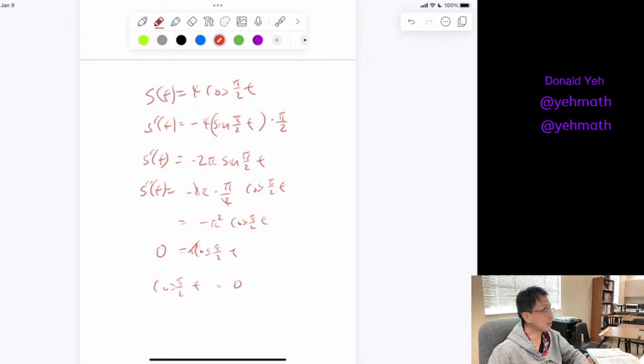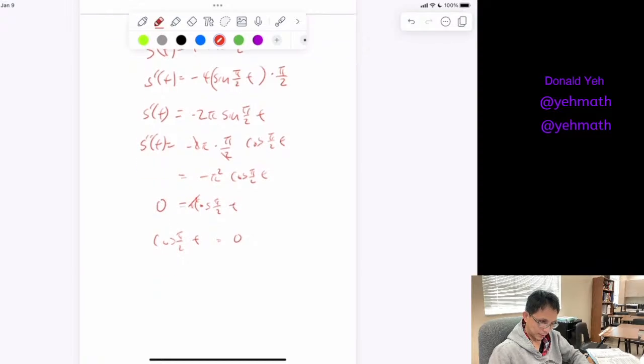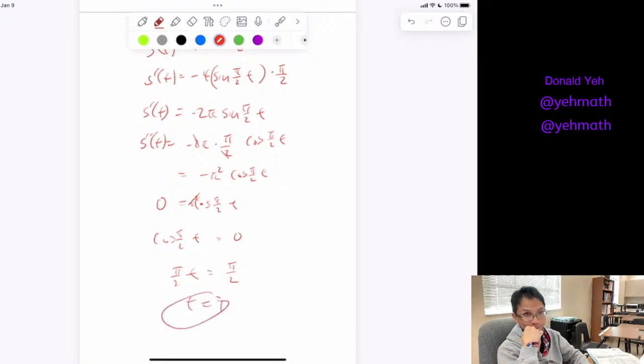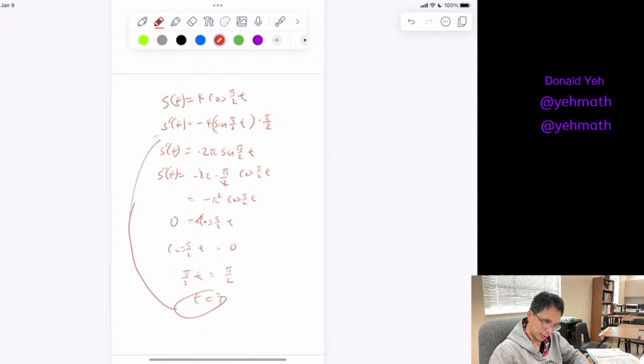When does cosine equal 0? Pi over 2. So pi over 2 t equals pi over 2. So t is equal to 1. And they ask, what is the velocity? You have to plug 1 into here. So s prime of 1 is equal to negative 4 times sine of pi over 2 times 1, which is 1, times pi over 2. So it's equal to negative 2 pi.